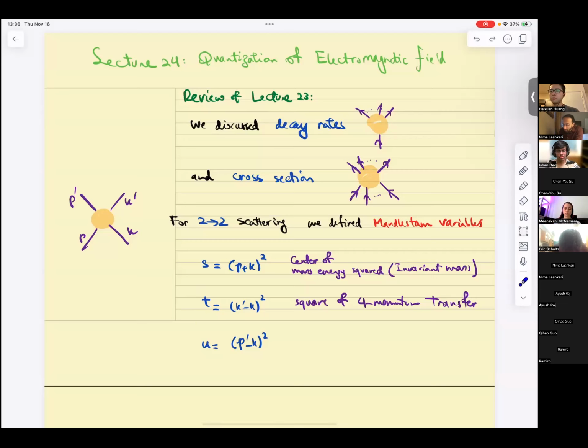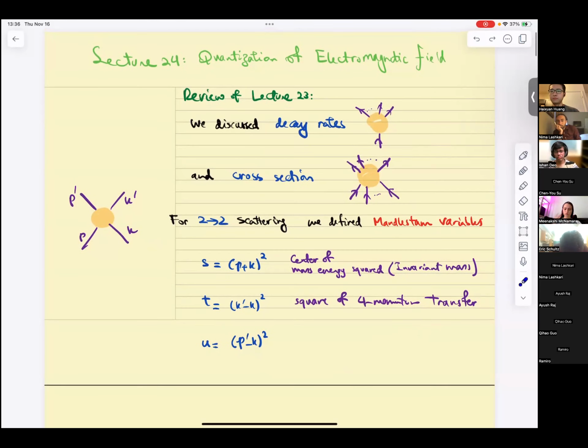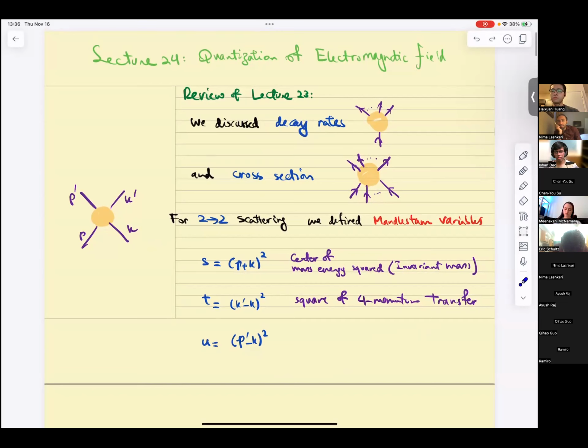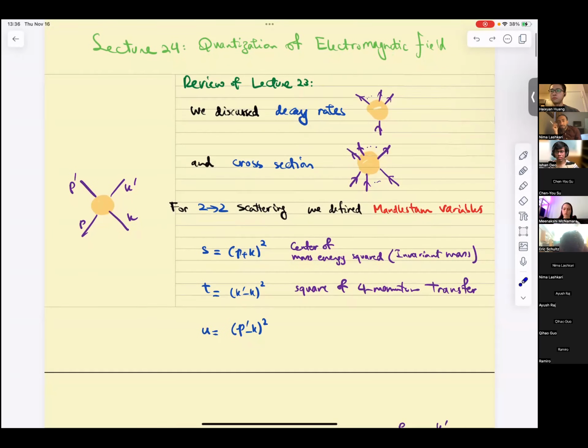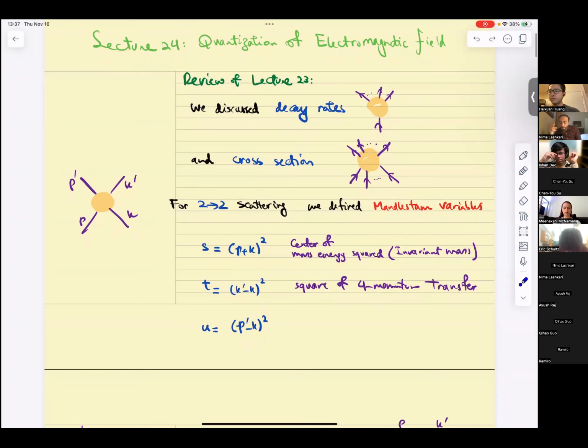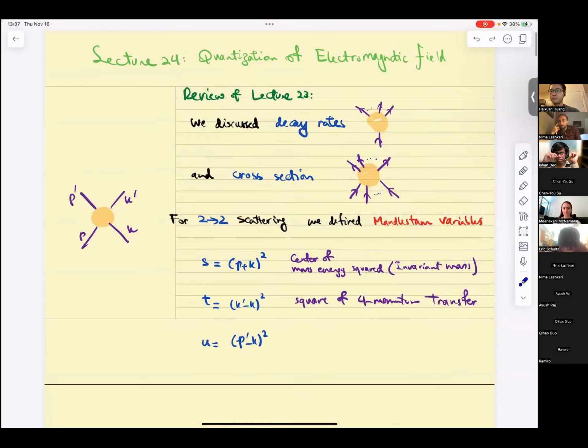There's a Mandelstam T variable, which is the square of the 4-momentum transfer, K prime minus K squared, right? These are 4-vectors. And then U is P prime minus K squared. This discussion is very 4-dimensional. All right. Do think a little bit more about how the picture of scattering is very different in 1+1 dimensions. That is one of the interesting things about 1+1 dimensions, that scattering is somewhat trivial. Anyway, that's why we have integrable quantum field theories in 1+1, and so on.